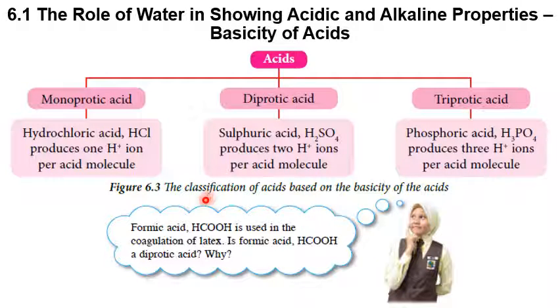Figure 6.3 shows the classification of acids based on the basicity of the acids. There are three parts. The first one is monoprotic acid. The example is hydrochloric acid, HCl, which produces one hydrogen ion per acid molecule. The second one is diprotic acid. For example, sulfuric acid produces two hydrogen ions per acid molecule. The third one is triprotic acid. For example, phosphoric acid produces three hydrogen ions per acid molecule.